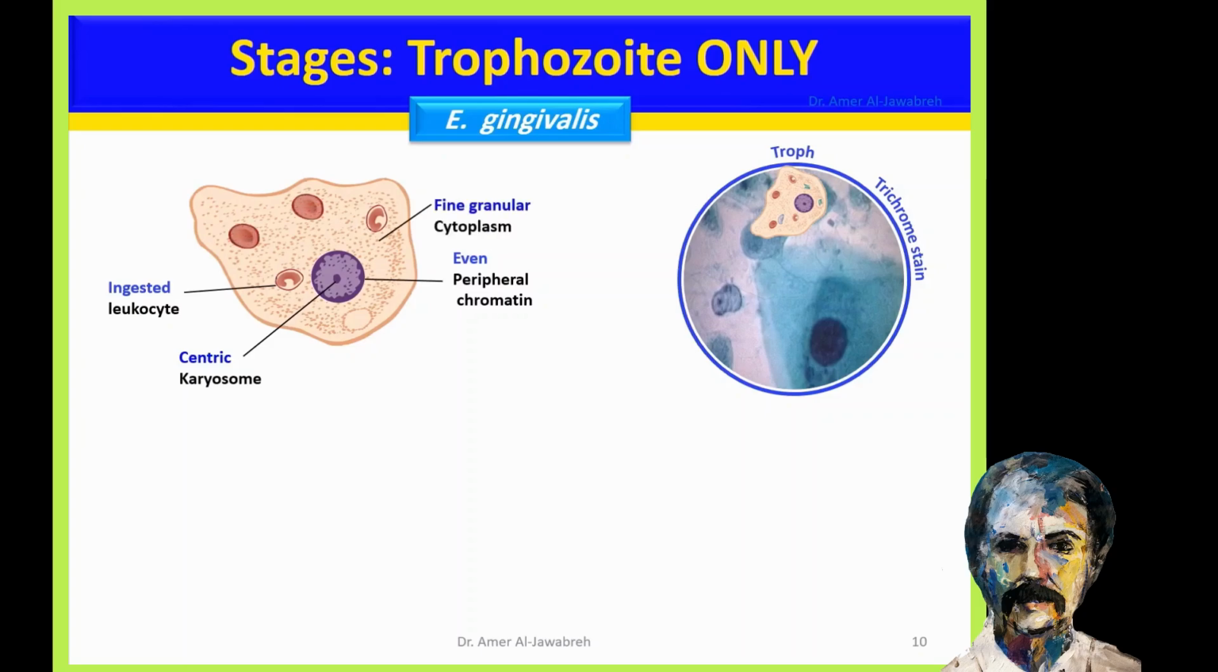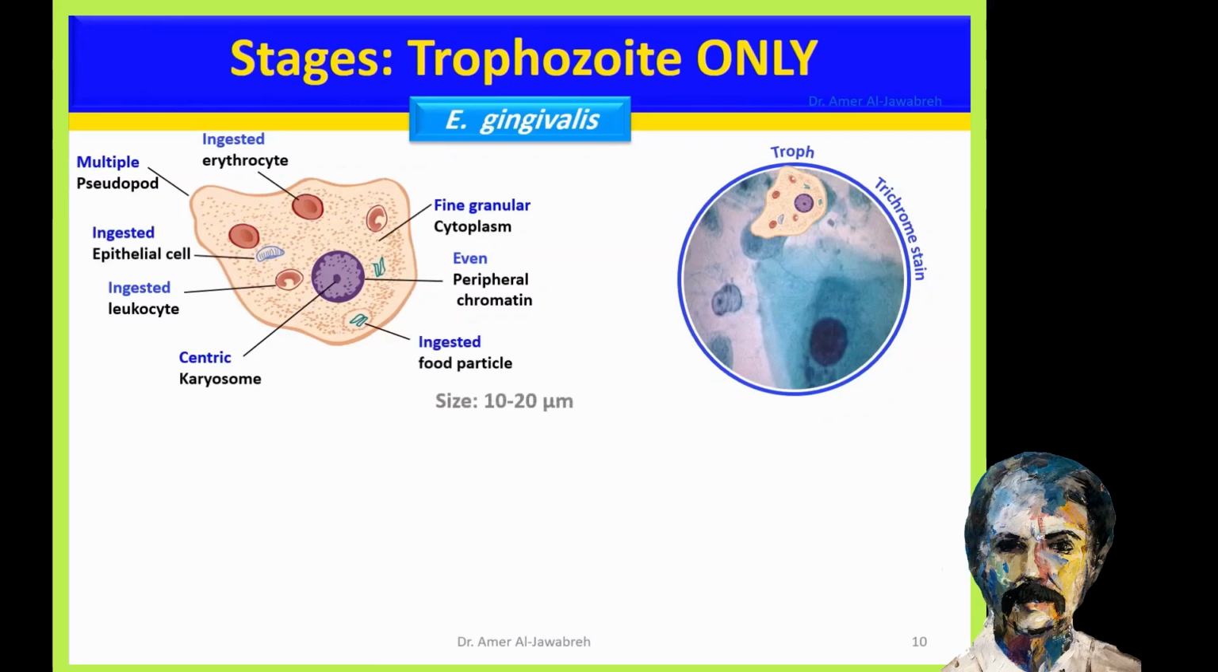Fine granular cytoplasm, erythrocytes and leukocytes, multiple pseudopods, ingested food particles. So they eat because they are in the mouth, and in the mouth lots of food. So when they go around, they keep eating. So you might find food particles inside. Multiple pseudopods, yes, false legs. Size is 10 to 20.